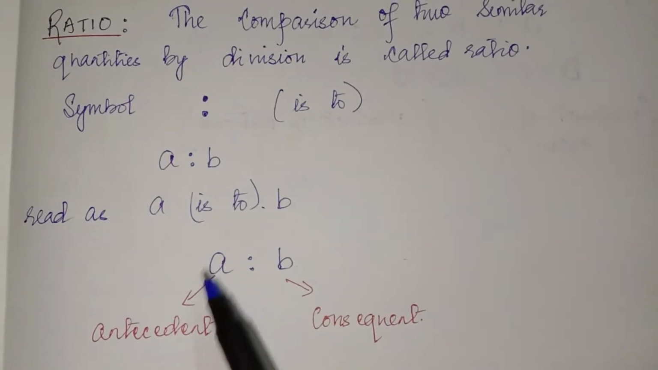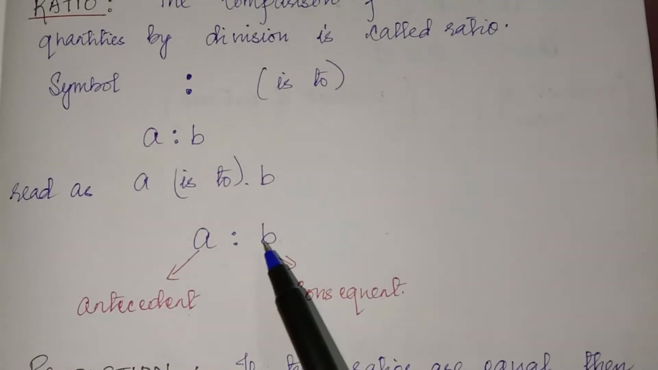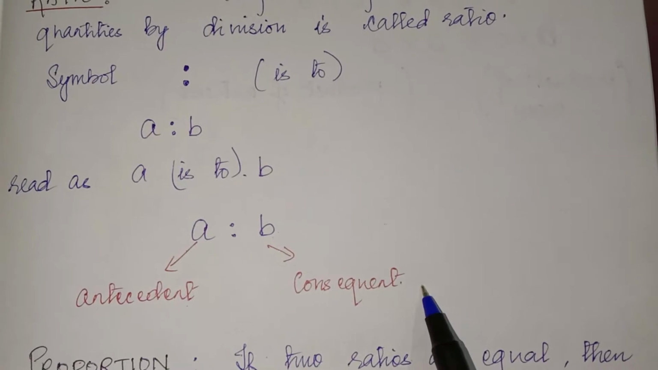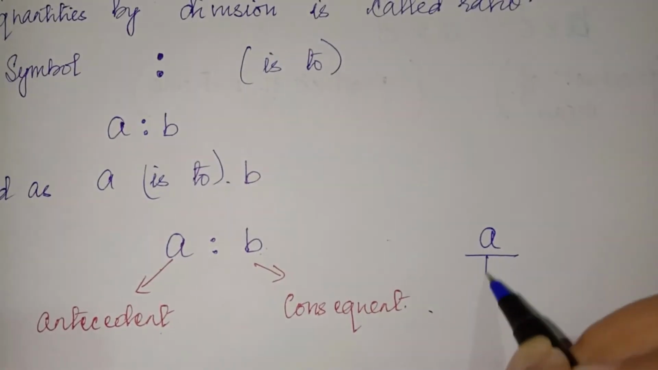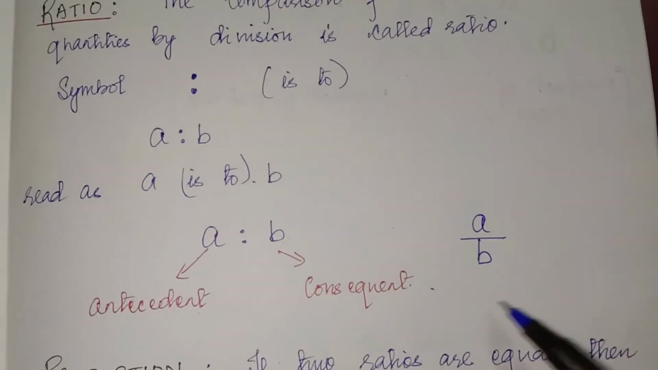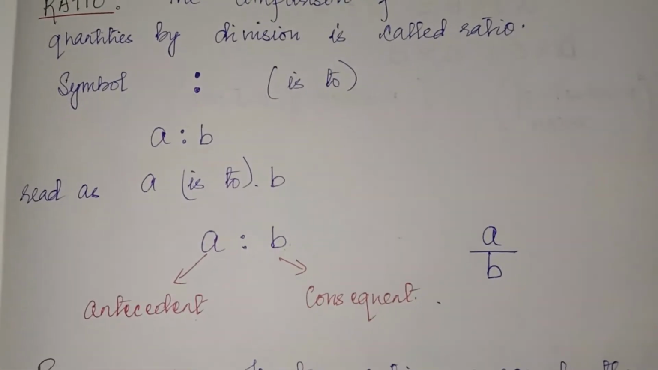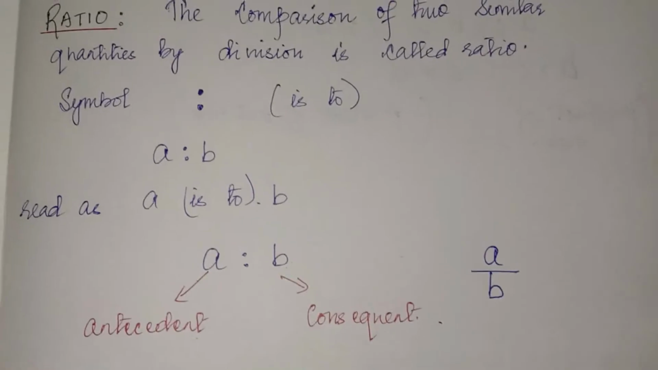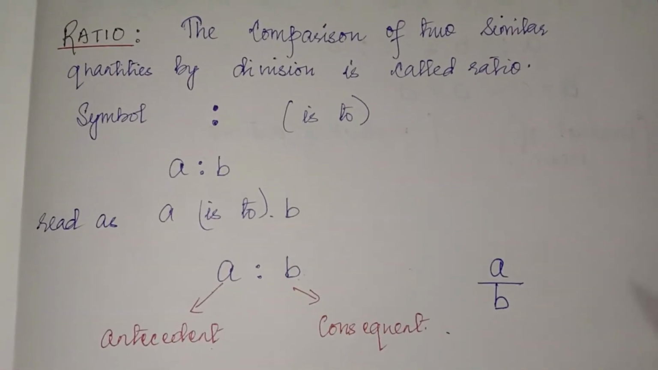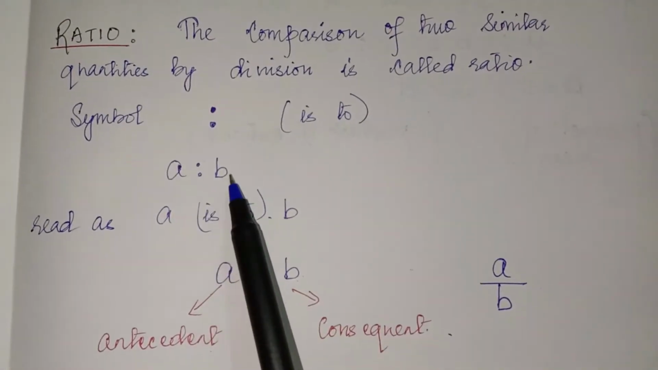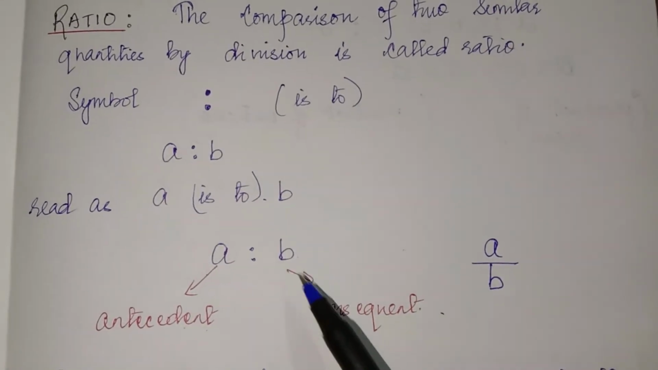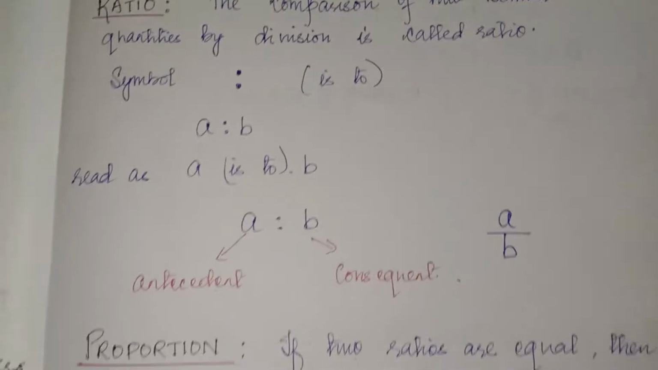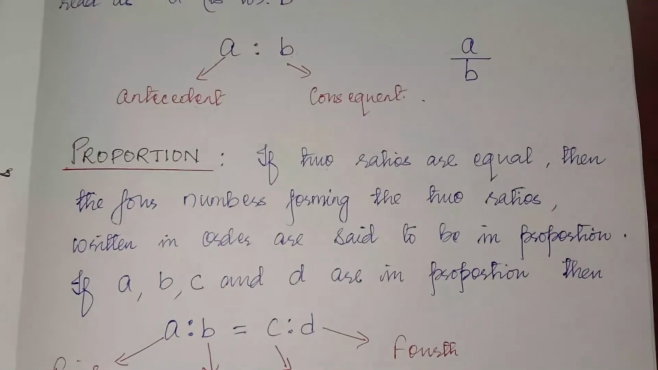Now in A is to B, this A is called the antecedent and this B is called the consequent, and A is to B can be written as A divided by B. This is called ratio. We can only compare two similar quantities, A is to B. A is the antecedent, B is the consequent. This is called ratio.